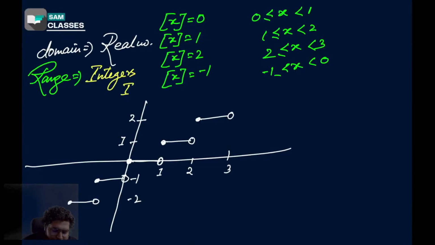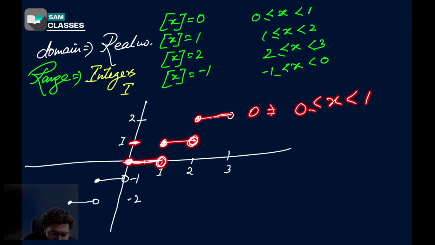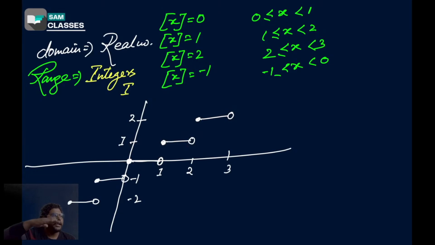Now, seeing the graph. If my value is from 0 to 1, it will take 0. So from 0 to 1, with 0 included and 1 not included, it is taking 0. From 1 to 2, with 1 included and 2 not included, it is taking 1. So like that we have a step function, like a staircase.